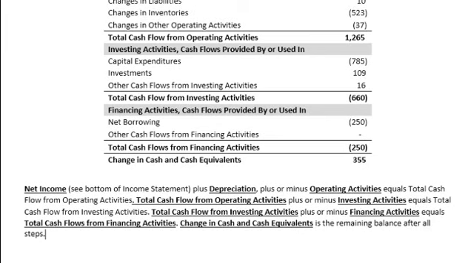Typical sources include selling stocks and bonds, more commonly borrowing from the bank. Just as an FYI, paying back a bank loan would show up as a use of cash flow. The bottom line of your cash flow statement shows the net increase or decrease in cash for the period.